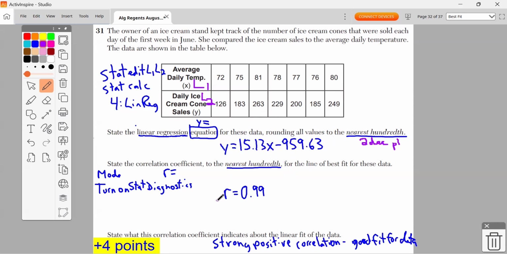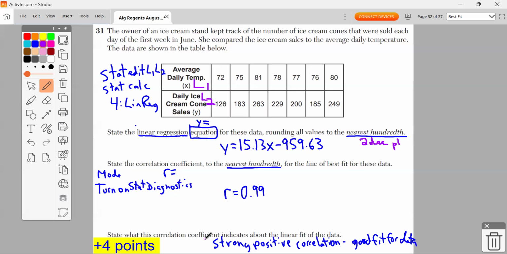The second part says state the correlation coefficient. The correlation coefficient is your R value. Now, if you did your stat calc number 4, linear regression, and forgot to turn on your stat diagnostics by going to the mode button, your R value would not show up. You have to make sure that your stat diagnostics is turned on for your R value to show up. When you do it, you get R equals 0.99.